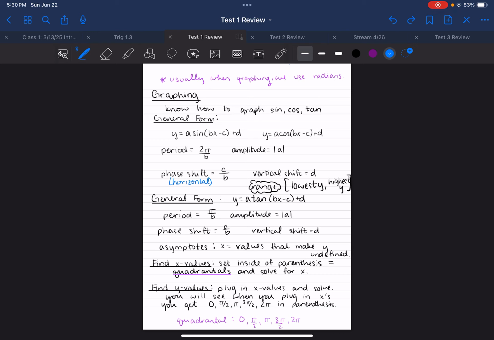And then lastly, we'll talk about graphing. Usually when we graph, you'll want to use radians. I need you to know how to graph sine, cosine, and tangent.